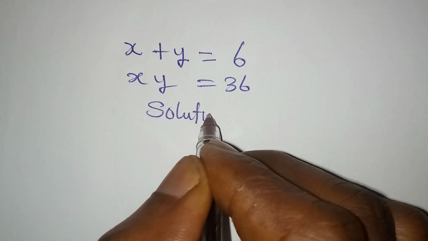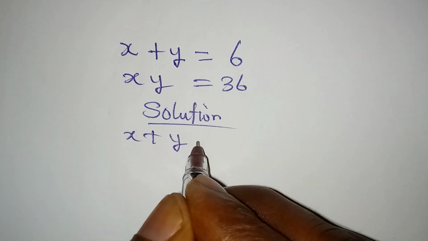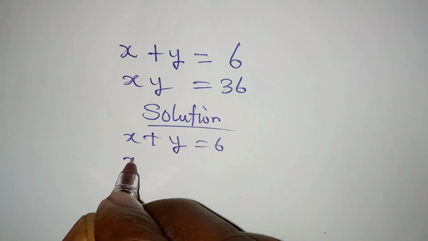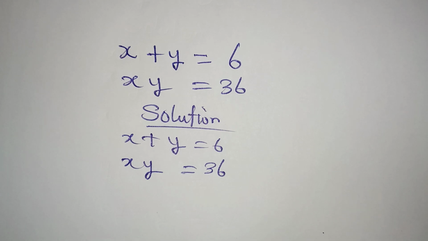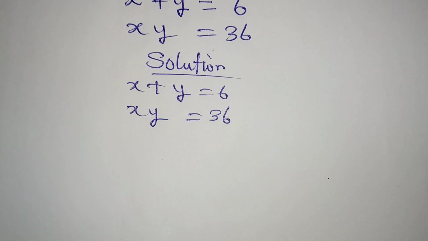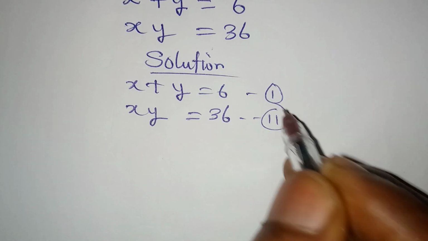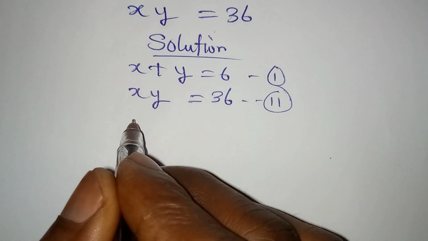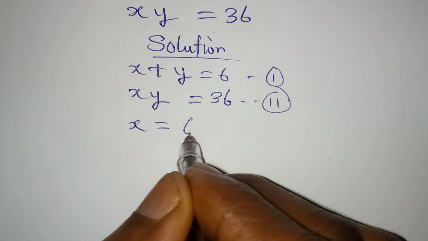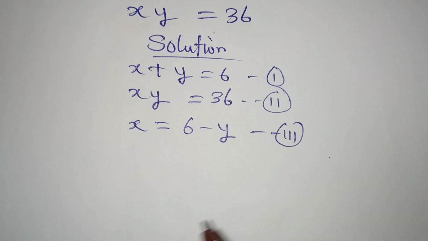Let us provide the solution to this problem. x plus y equals 6 and xy equals 36. Now to get the value of x and y in this problem, make this equation 1 and this equation 2. From equation 1, make x the subject so that we will have x equal to 6 minus y, and we shall call this our equation 3 because we are coming back to pick this.